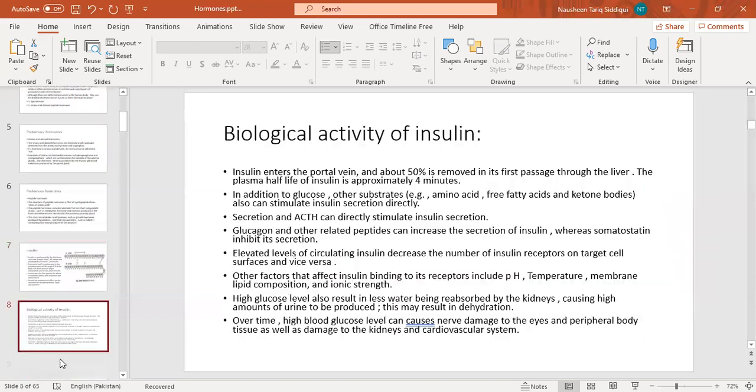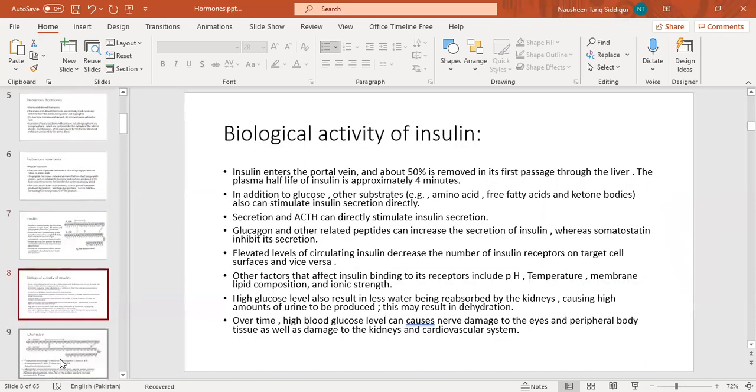This I have discussed. What are the different biological activities of insulin? Let us go through these, although you have done them in numerous courses as well. Insulin enters the portal vein and about 50% is removed in its first passage through the liver. The plasma half-life of insulin is approximately 4 minutes. In addition to glucose, other substrates, that is amino acids, free fatty acids, and ketone bodies, can also stimulate insulin secretion directly.